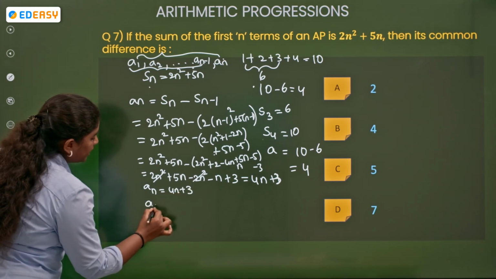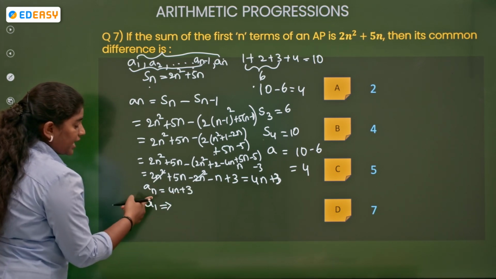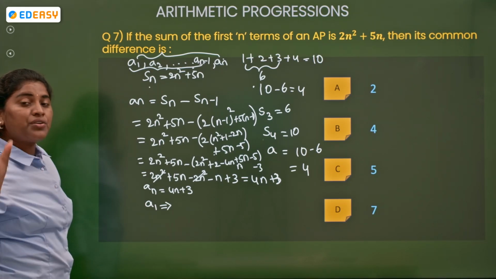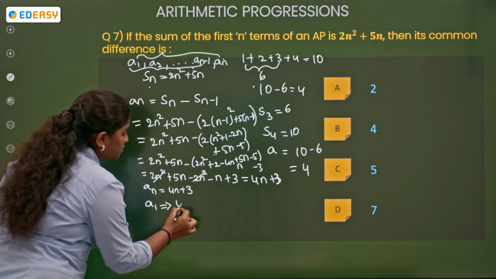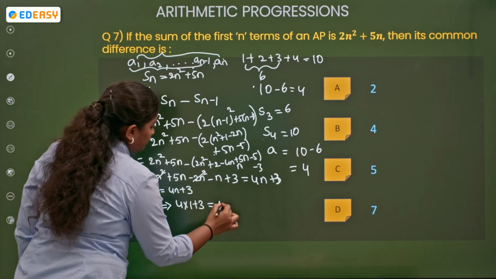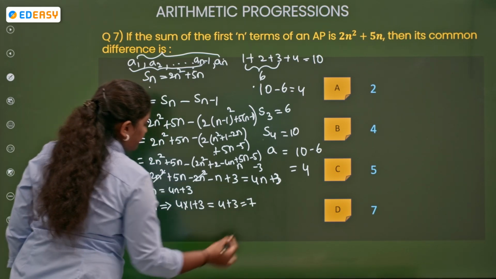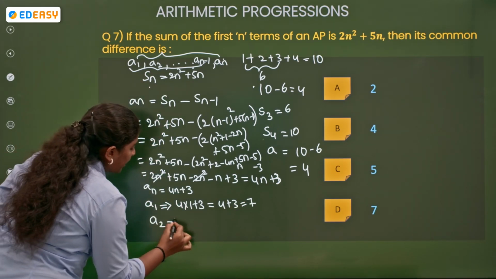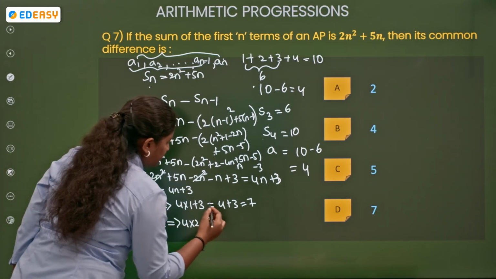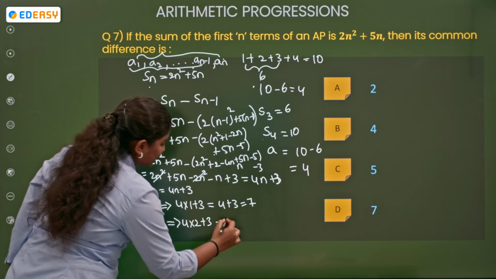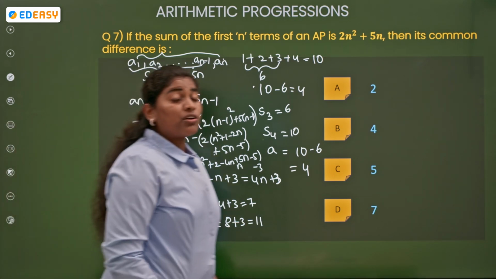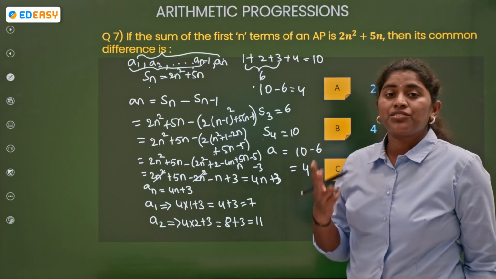So how will we find a1? Place 1 in the place of n. Just replace your n with 1. So that becomes 4 into 1 plus 3, which is nothing but 4 ones are 4, plus 3, which is 7. Next, what about a2? a2 will be given by 4 into 2 plus 3. 4 twos are 8, so 8 plus 3 will become 11. Right? So we got the first term as 7 and the second term as 11.